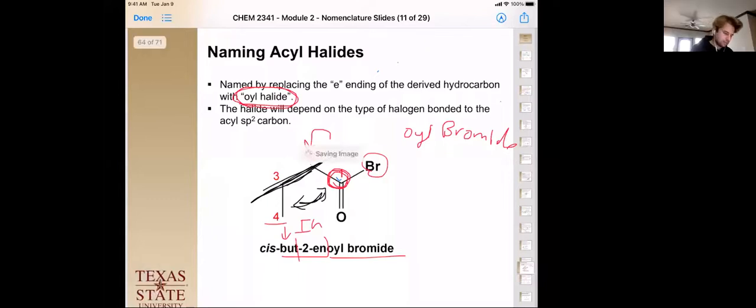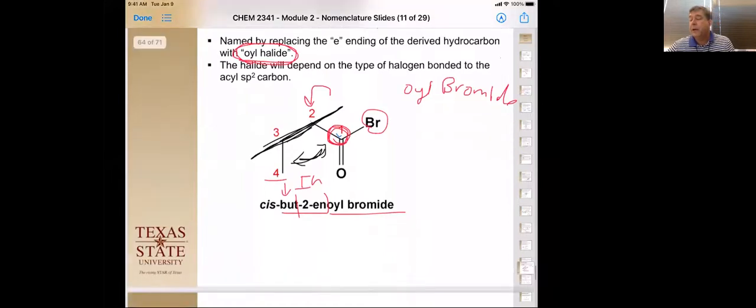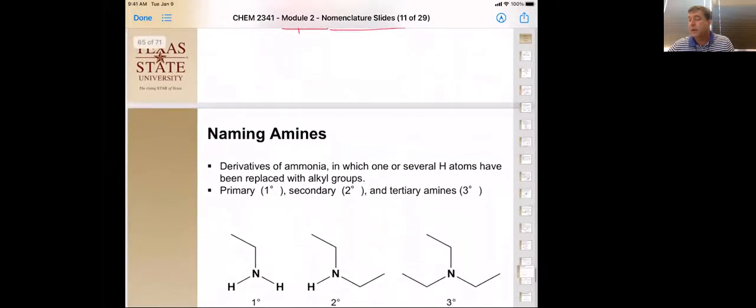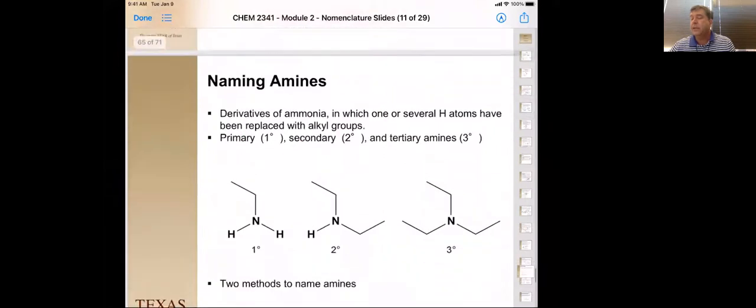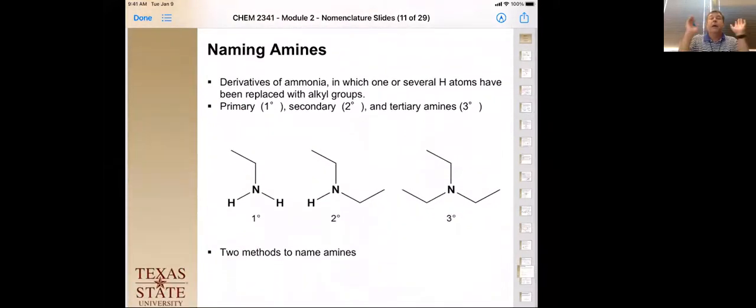All right. So we had the different carboxylic acid derivatives. We had the carboxylic acid, we had the ester, we had the amide. We have 3 types of amide: primary, secondary, and tertiary. We had acyl halides, which are very reactive. And our other carboxylic acid derivative, nitriles, we already did. So now let's get on to a different functional group, amines.